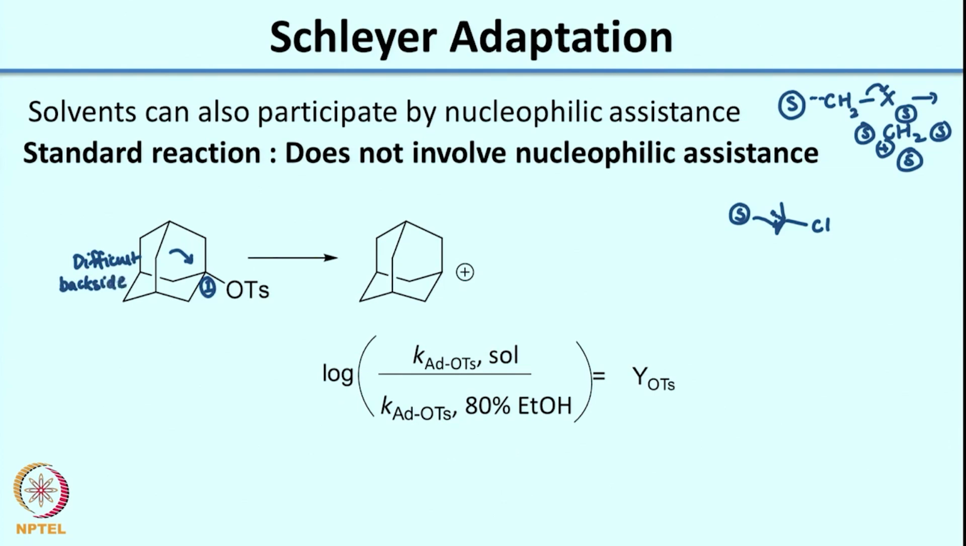So, if the backside attack is difficult, essentially what that means is the solvent will not participate in nucleophilic assistance. So, this scale was developed where you have log of adamantyl tosylate in a solvent divided by adamantyl tosylate in 80% ethanol gives you Y tosylate, and this is solely indicative of ionization. And how the solvent actually stabilizes the ionized intermediate.